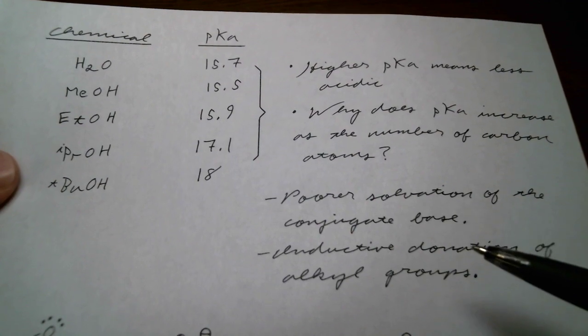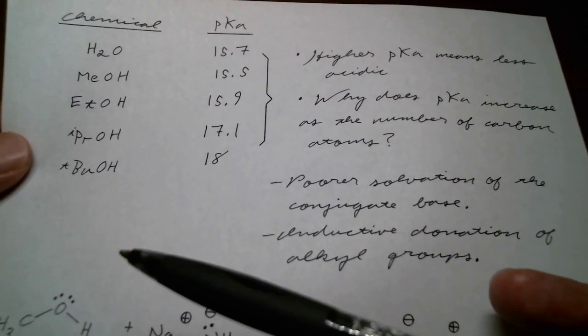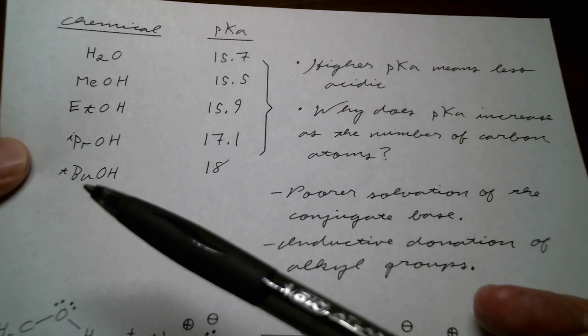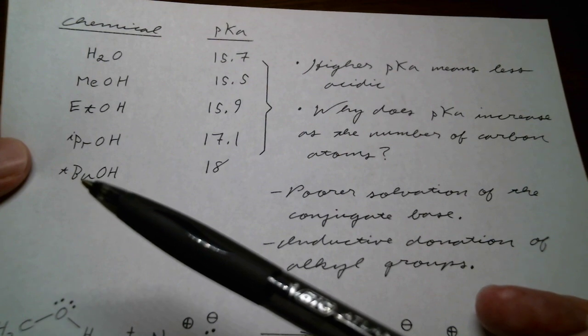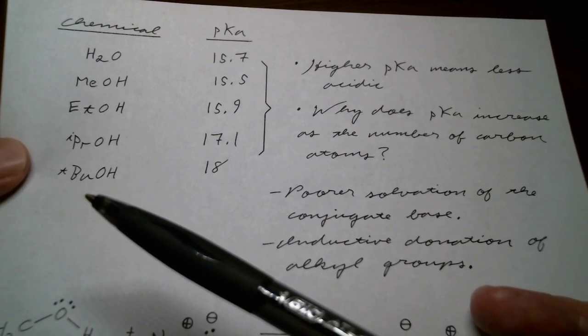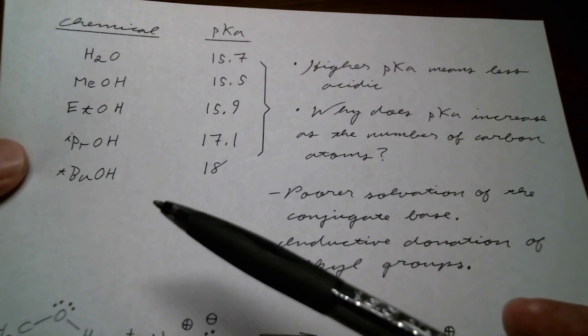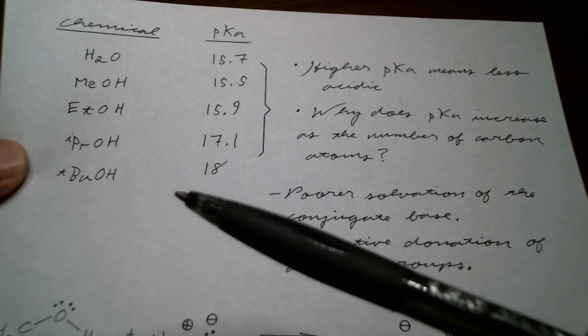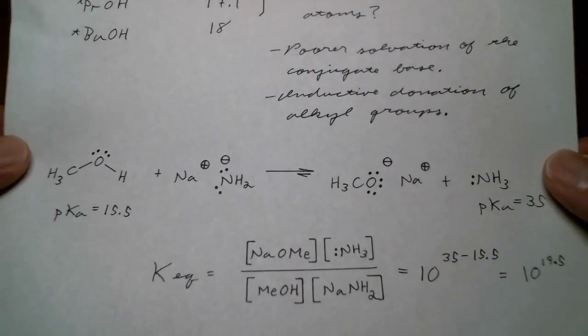So poor solvation of the conjugate base, also inductive donation of the alkyl groups. So carbon has more electron density, and more carbons bonded to the carbon that's bonded to the oxygen are pushing even more electron density into the carbon, which then pushes it through its sigma bond into the oxygen, making it more difficult for the oxygen to sustain that negative formal charge.